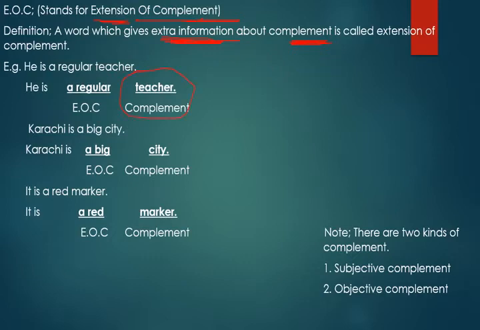Karachi is a city, city is the complement. It is a marker, marker is the complement. Now what is the role of EOC in your sentence? Very easy, I will tell you one best example for that, you will never forget it. Keep in your mind, complement can be of two types.